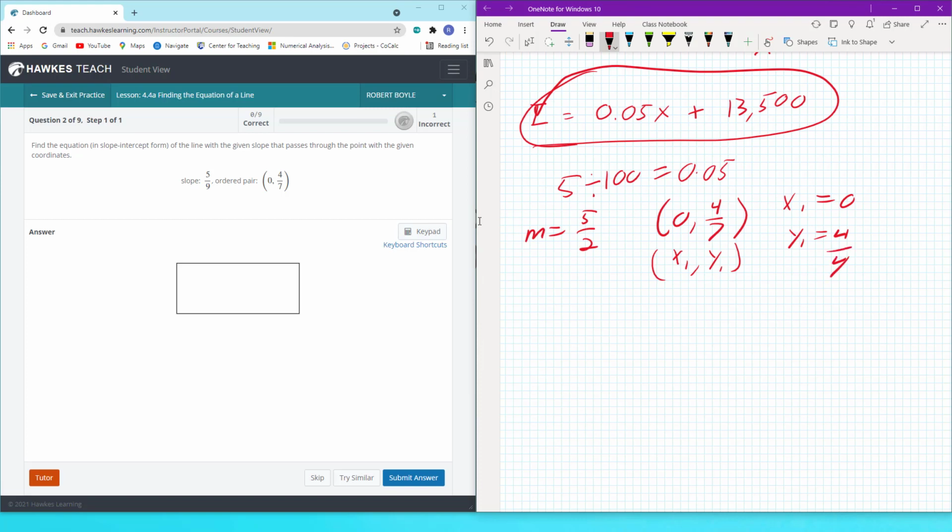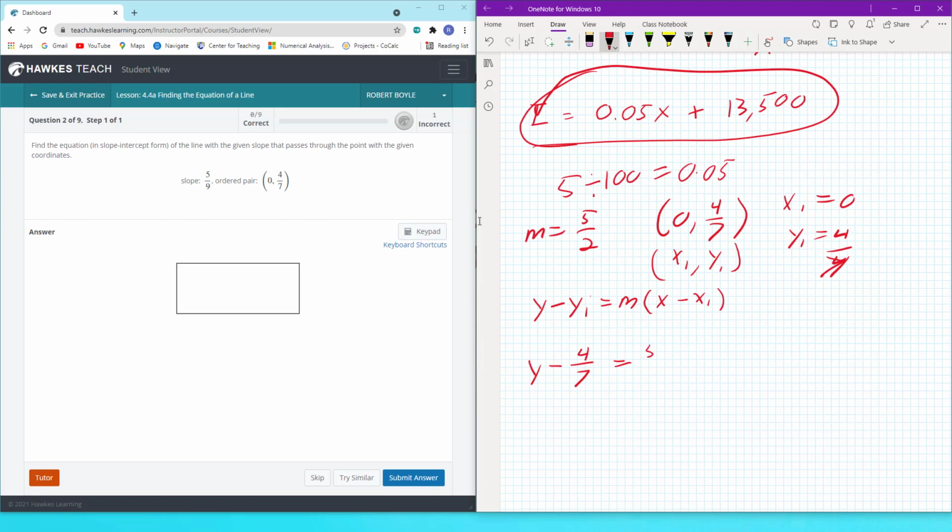Okay, so we start off, and we're going to substitute these numbers in the point-slope form, which is y minus y1, where y1 is that number right there, equal to m times the quantity x minus x1, which of course is 0, which is going to make life easy for us. So we are going to have y minus y1, which is 4/7.